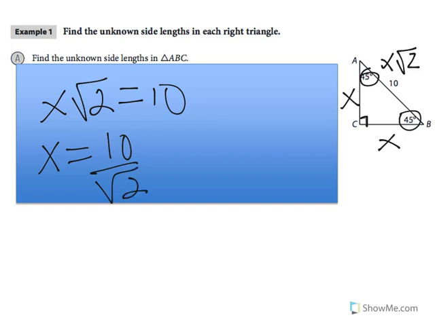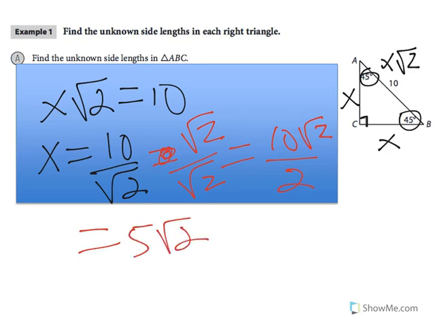But then we cannot have a radical 2 in the denominator, so we need to rationalize it by multiplying everything by square root 2 over square root 2. So this gives us 10 square root of 2, and square root 2 times square root 2 is 2, and 10 over 2 can be reduced to 5, so the answer is 5 radical 2. So this side is 5 radical 2, and this side is also 5 radical 2, since it is 45-45.